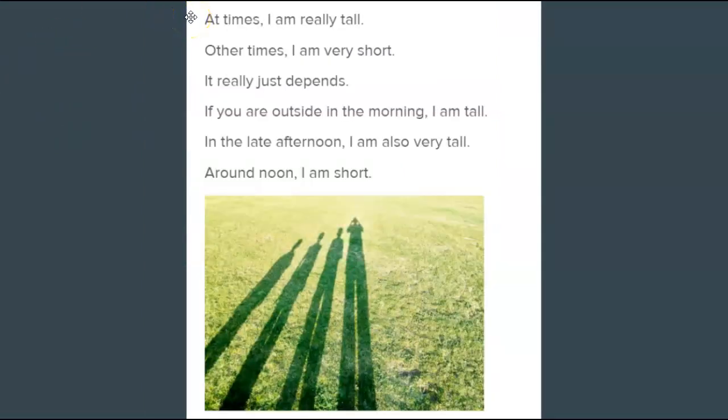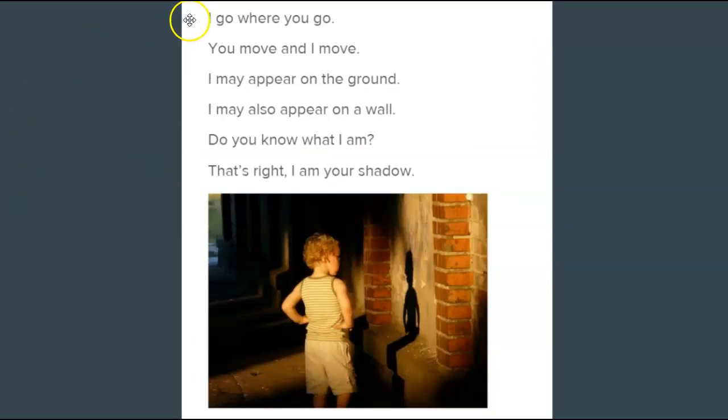At times, I am really tall. Other times, I am very short. It really just depends. If you are outside in the morning, I am tall. In the late afternoon, I am also very tall. Around noon, I am short. I go where you go. You move and I move. I may appear on the ground. I may also appear on a wall. Do you know what I am? That's right. I am your shadow.